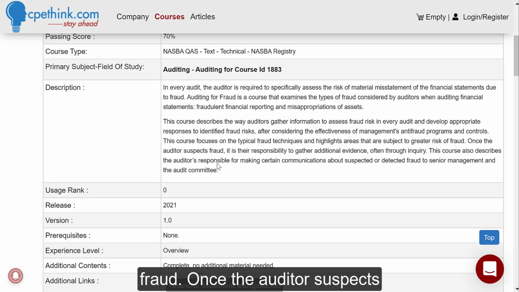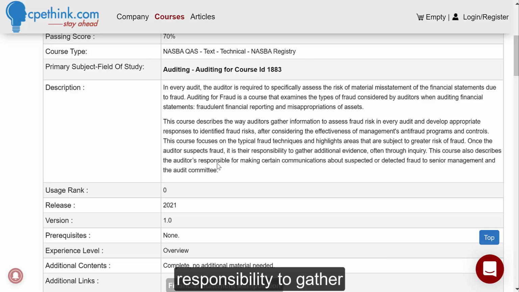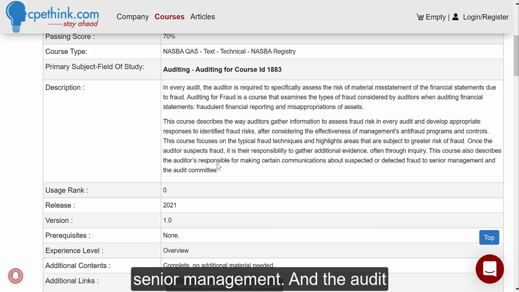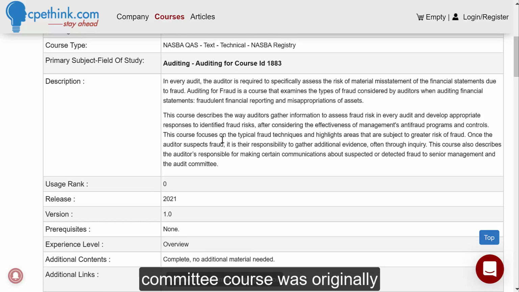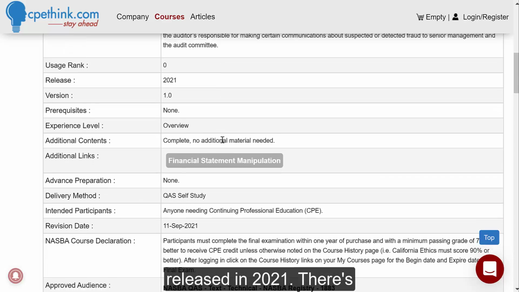Once the auditor suspects fraud, it is their responsibility to gather additional evidence, often through inquiry. This course also describes the auditor's responsibility for making certain communications about suspected or detected fraud to senior management and the audit committee. The course was originally released in 2021.